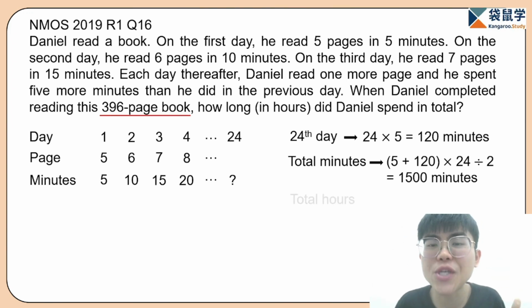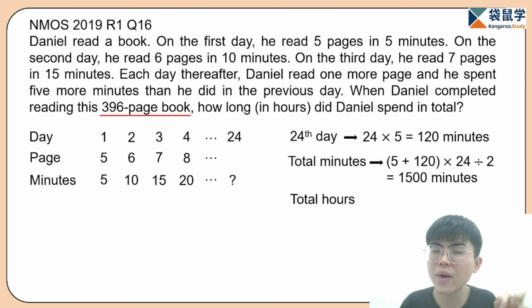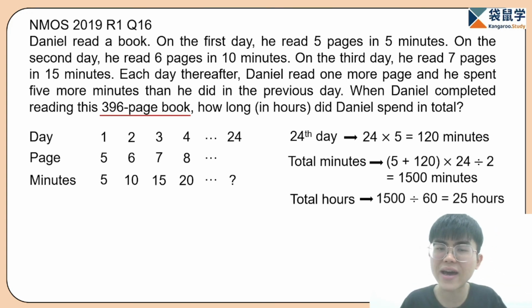Finally, we'll find the total hours, right? So 1 hour is 60 minutes. So we just have to use 1,500 divided by 60. And we'll get 25 hours, which is our final answer.